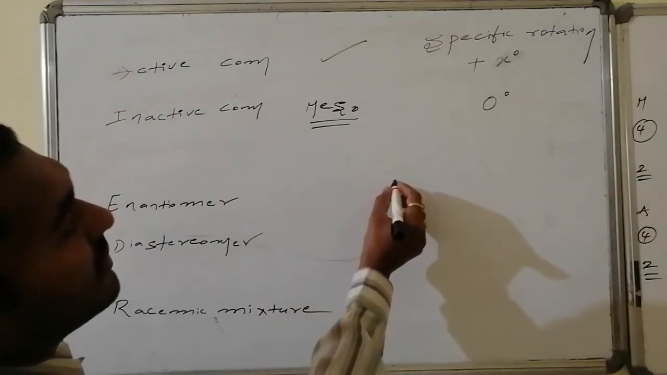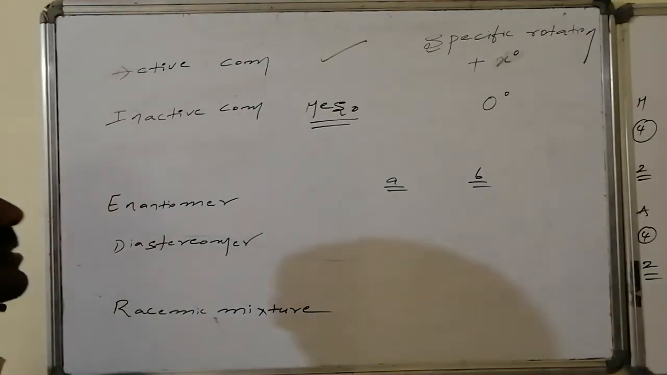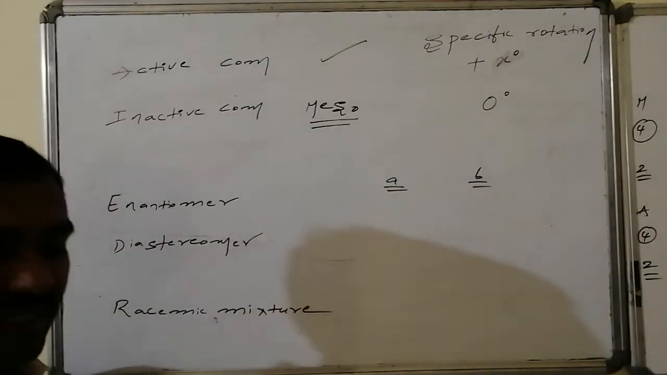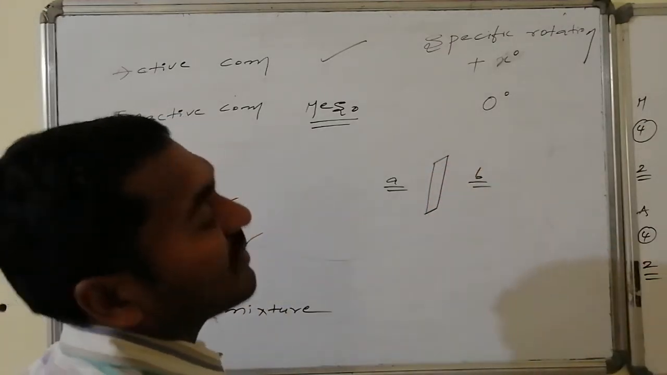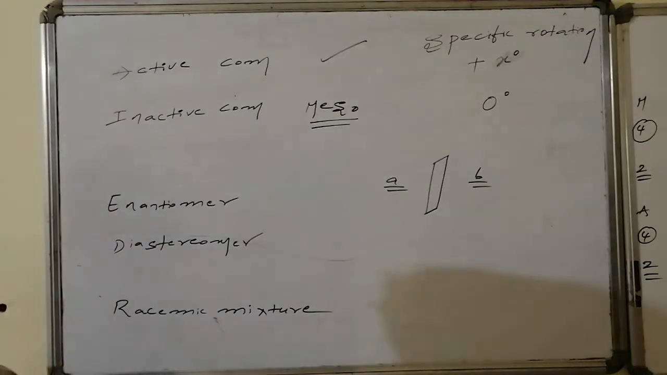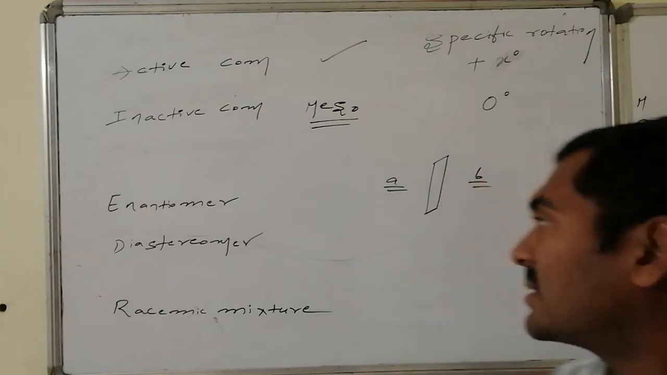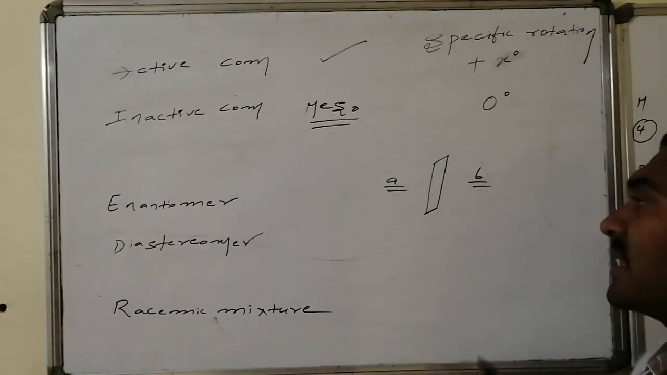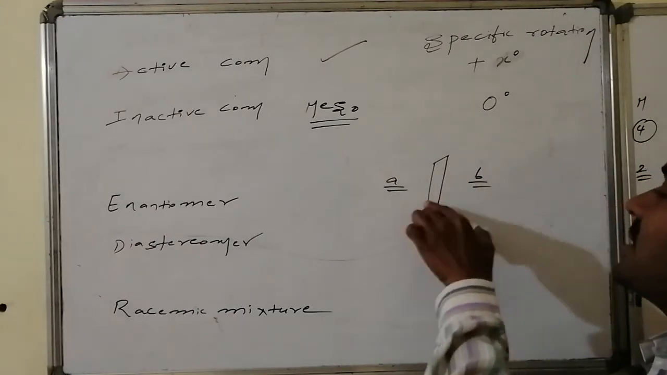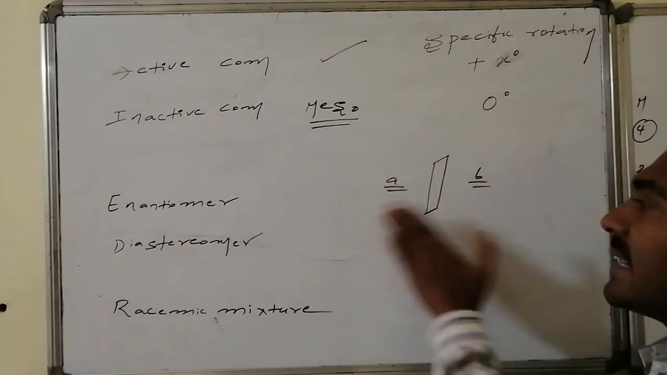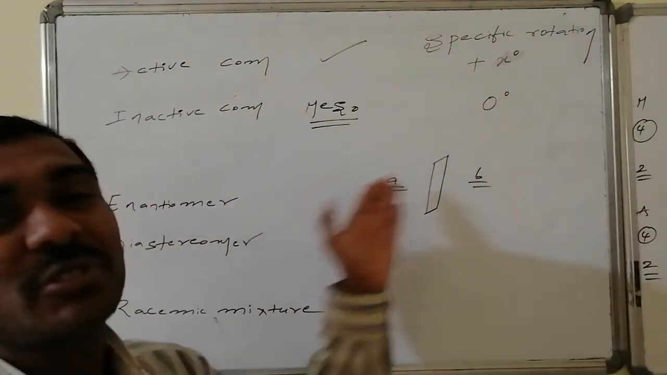In case of active compounds, our discussion is regarding active compounds. I have compound A and compound B. Both are optically active, and these two have a relation in such a way that one acts as a mirror image to the other. Both are optically active stereoisomers, and both act as mirror images to one another. If I keep a mirror before A, it appears as B. If I keep a mirror before B, it appears as A. One is also non-superimposable over the other.